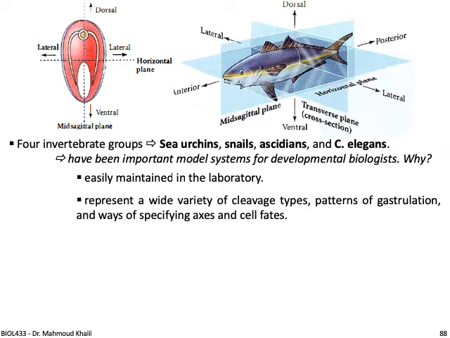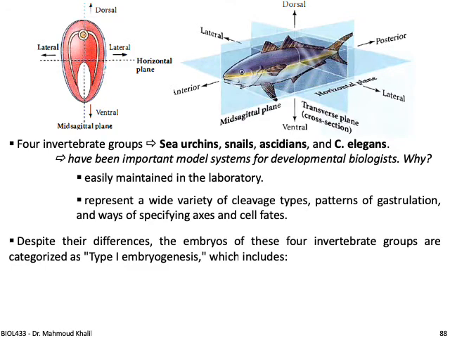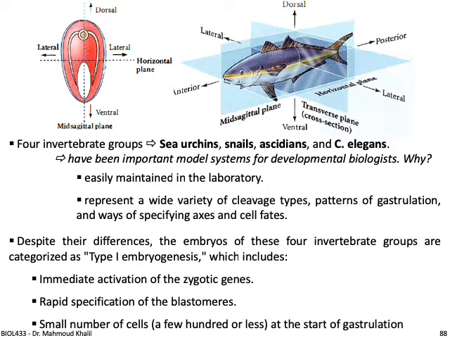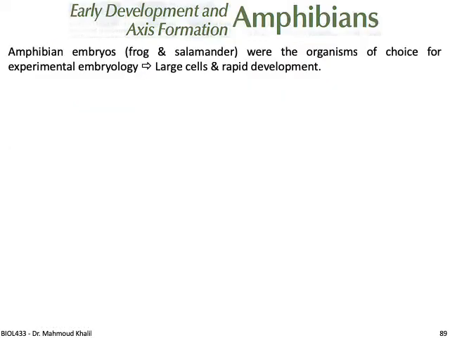Four invertebrate groups, sea urchin, snail, ascidians, and C. elegans, have been important model systems for developmental biologists. Why? Because they are easily maintained in the laboratory and represent a wide variety of cleavage types, patterns of gastrulation, and ways of specifying axis and cell fate. Despite their differences, the embryos of these four invertebrate groups are categorized as type 1 embryogenesis. Why type 1? Because there is immediate activation of zygotic genes, there is rapid specification of blastomeres, and the number of cells is few at the start of gastrulation.